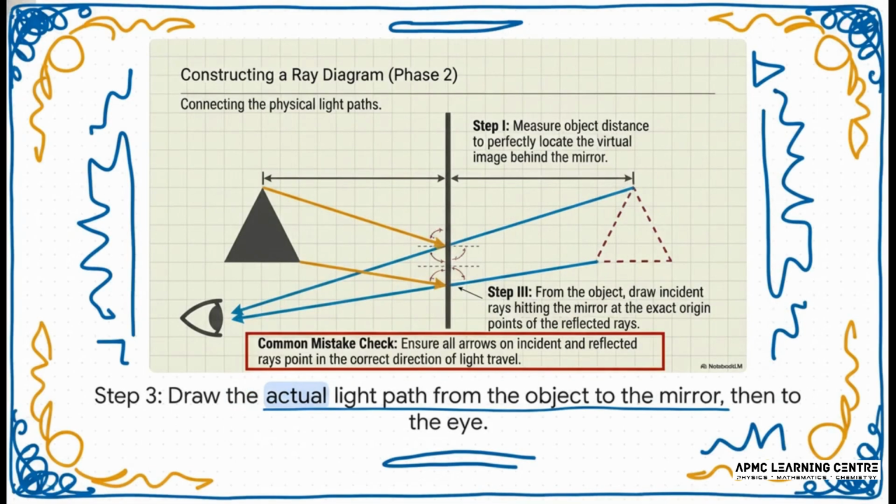And finally, step 3. We draw the path the light actually took to make this happen. Draw solid lines from the real object to the exact points where your dotted lines hit the mirror. Those are your incident rays. Then, just connect those points on the mirror to the eye. Those are the reflected rays. And just like that, you've completed the real physical path of light.